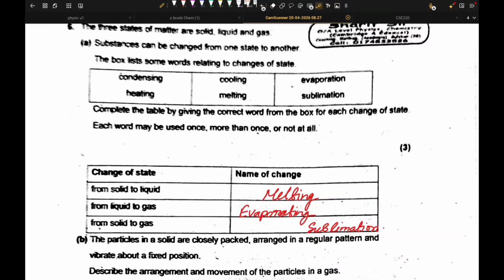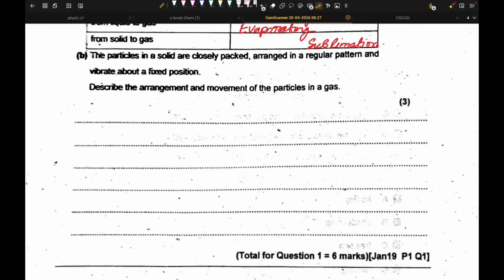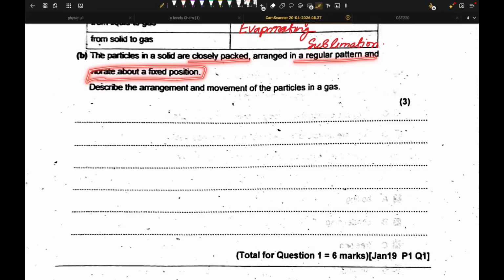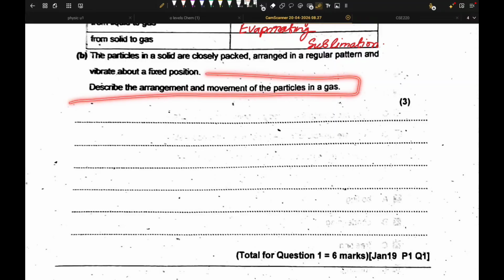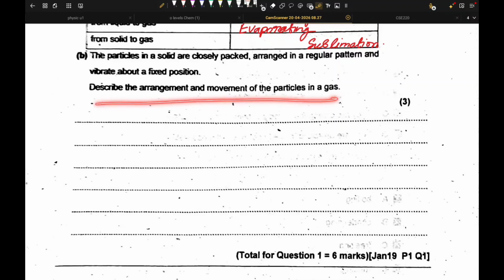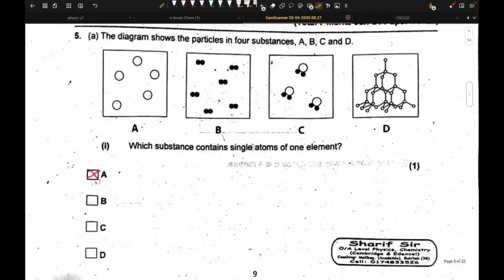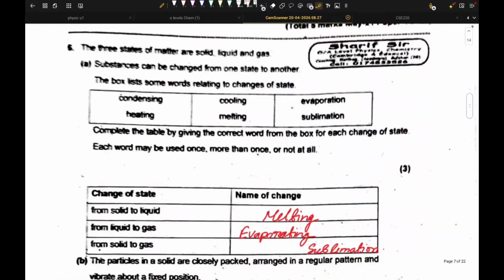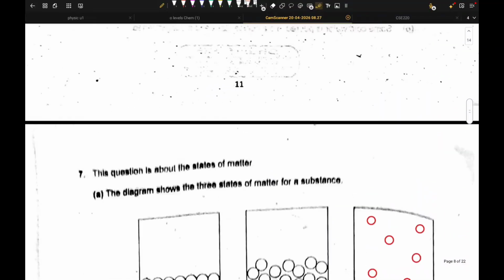I think this is pretty much easy for you guys: from solid to liquid is melting, from liquid to gas is evaporation, and from solid to gas is sublimation. Now, this is an interesting question. The particles in gas are closely packed, arranged in a regular pattern, and vibrate in a fixed position. Oh, I'm very sorry. This is not an interesting question because I have solved this earlier as well, once in the upper part. You can just rewind a little bit and you can find the answer to this one. It was most probably question number 3 or question number 2, I guess. So I think I'll scroll down to question 7.